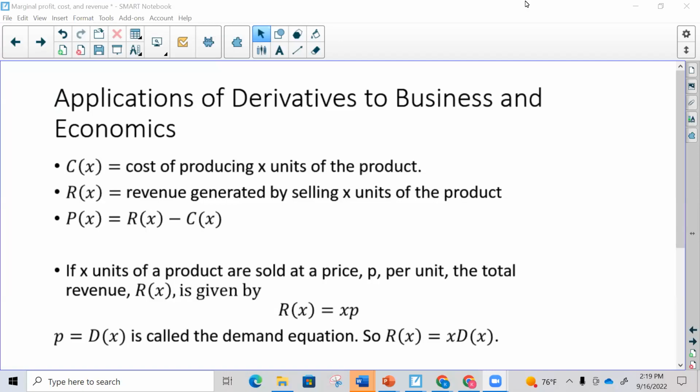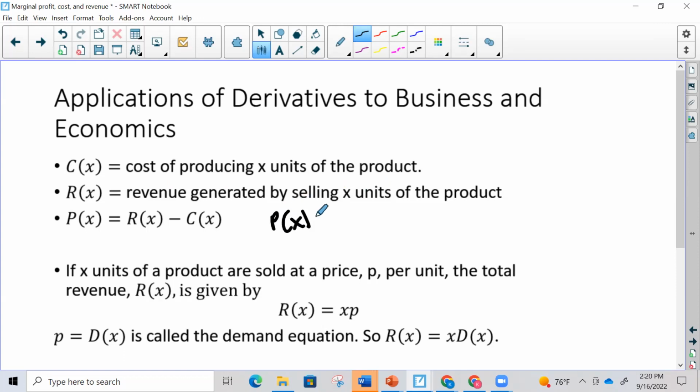In this video, we are going to look at an application of derivatives to business and economics. So the three functions that we talk about often when we're applying calculus to economics are cost, revenue, and profit. So the cost C of X is the cost function, and it's the cost of producing X units of the product. R of X is the revenue generated by selling X units of the product. And then P of X represents the profit for selling X units, again, of the product.